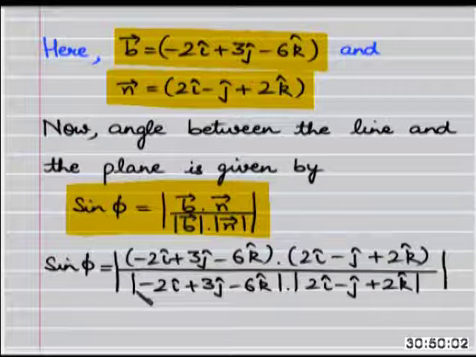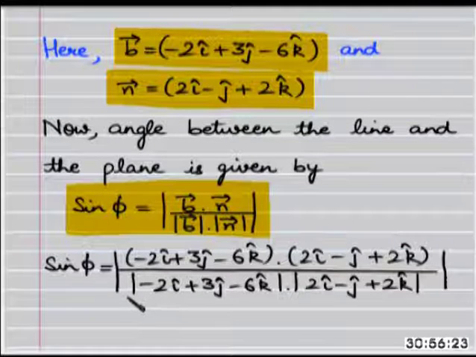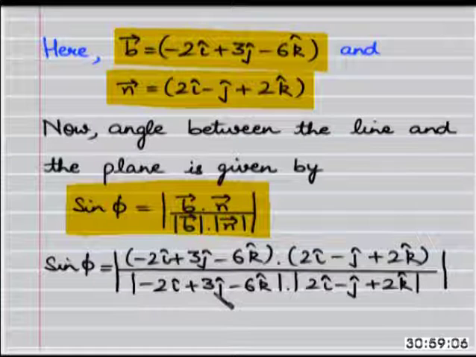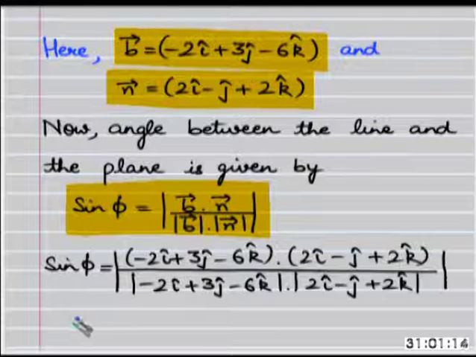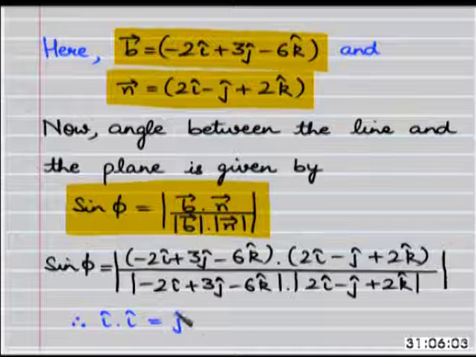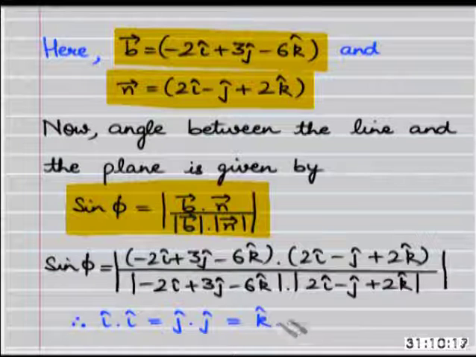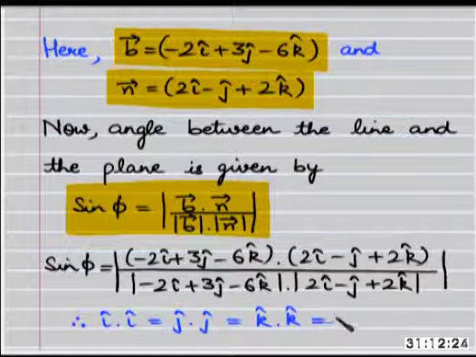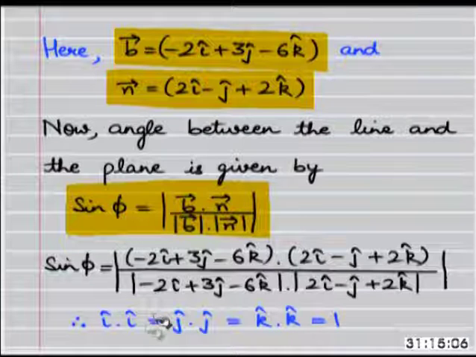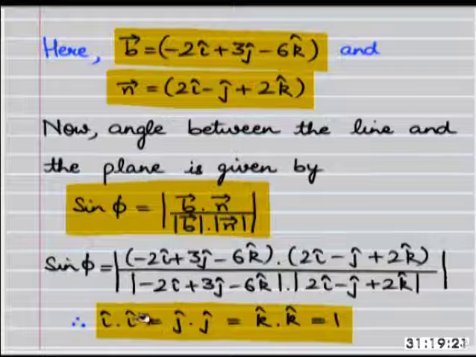Now, as we know that dot product of unit vectors is equal to 1, that is i cap dot i cap is equal to j cap dot j cap, which is equal to k cap dot k cap, which is equal to 1. So here all other dot products will be 0.